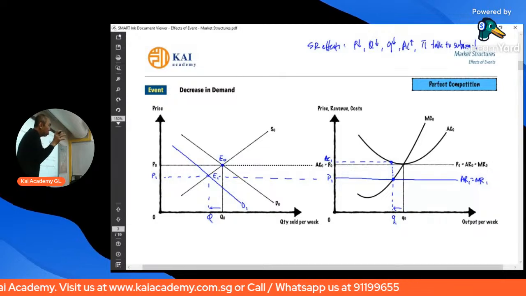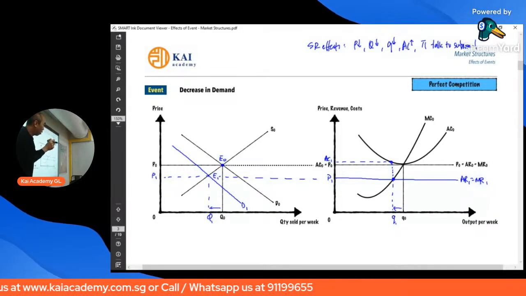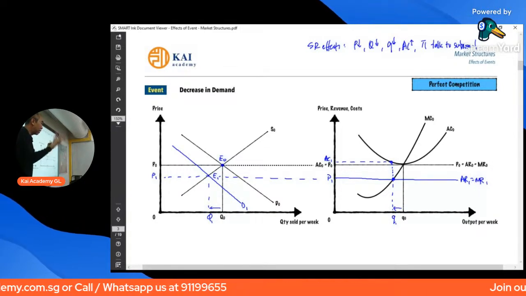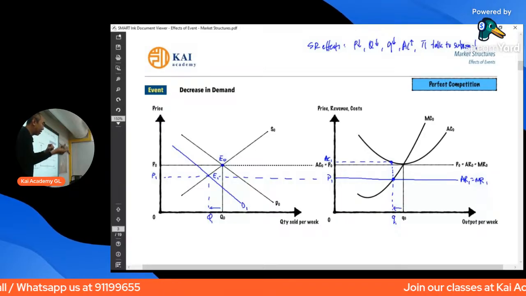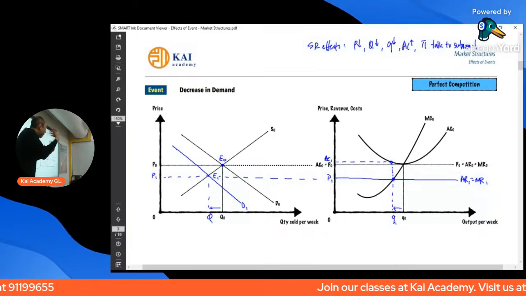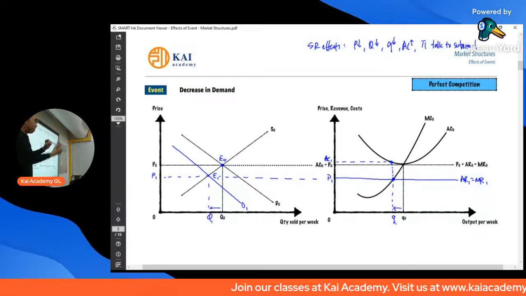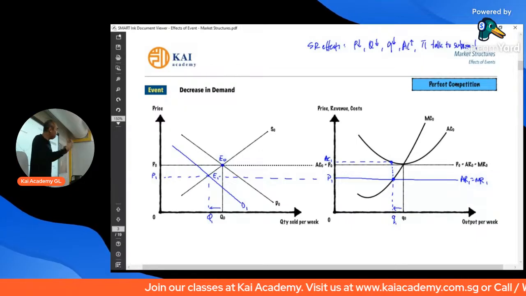Right? Why? Because maybe they can still cover their fixed costs. So if they can cover their fixed costs, they wouldn't shut down, right? So what exactly is happening? What is happening here is there are exit barriers, right? Short-run exit barriers that prevented the firms from leaving.